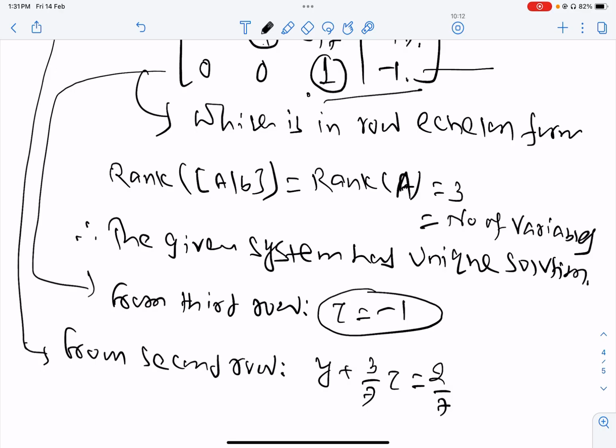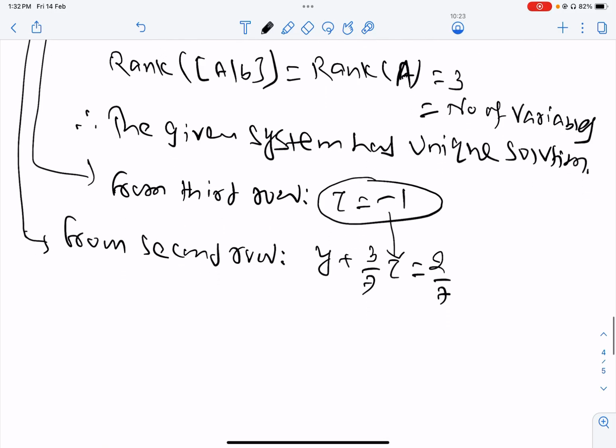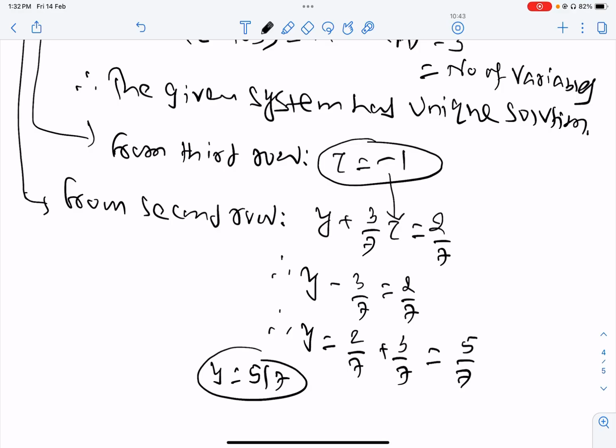So now substitute the value of Z here. Z is minus 1, so that is minus 3 by 7, equal to 2 by 7. So Y equals 2 by 7 plus 3 by 7, which is equal to 5 by 7. So Y equals 5 by 7.